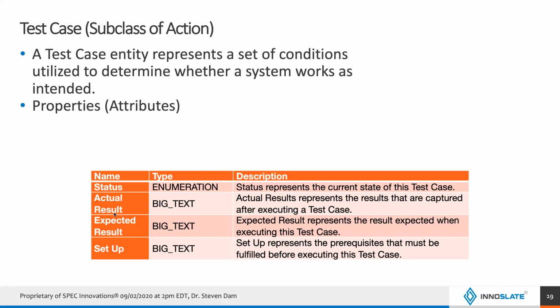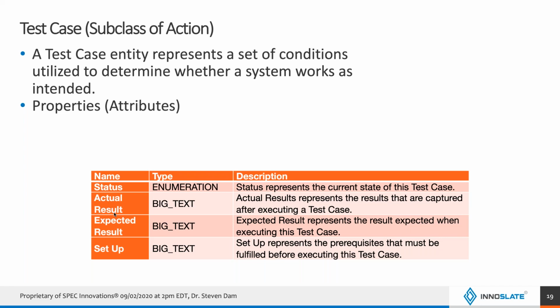Again, here's the test case subclass of the action. It's an entity that represents a set of conditions utilized to determine whether a system works as intended. The attributes that we've provided for it are here. Name, number, description: any kind of class in LML uses those three as the common attributes. Action actually adds a couple other attributes. Duration is one of them, which is actually useful, you'll see in a minute. And then status has been added.